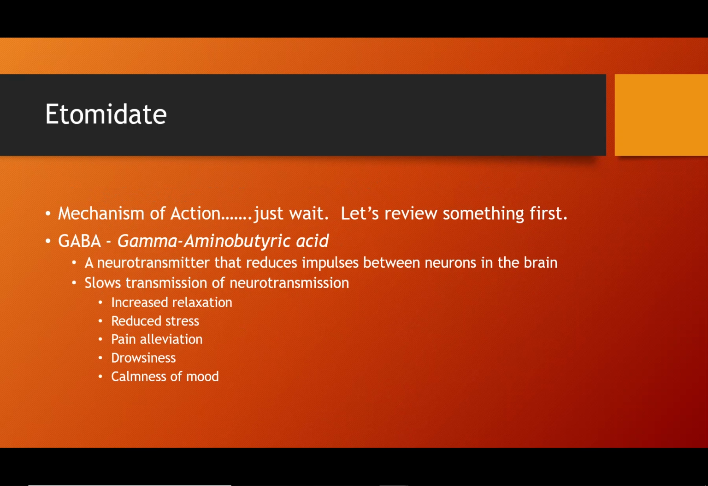and what that neurotransmitter is. GABA is short for gamma aminobutyric acid, and there are several medications that we give that affect GABA. Now, when GABA is released, you'll see right here that it is a neurotransmitter, so it is in the central nervous system in your brain. And what does it do? It reduces the impulses between neurons in the brain. So if you've got two neurons and they are firing too fast, and we slow them down, what is it going to do? It's going to increase relaxation, reduce stress, alleviate pain, and create drowsiness and calmness of mood.